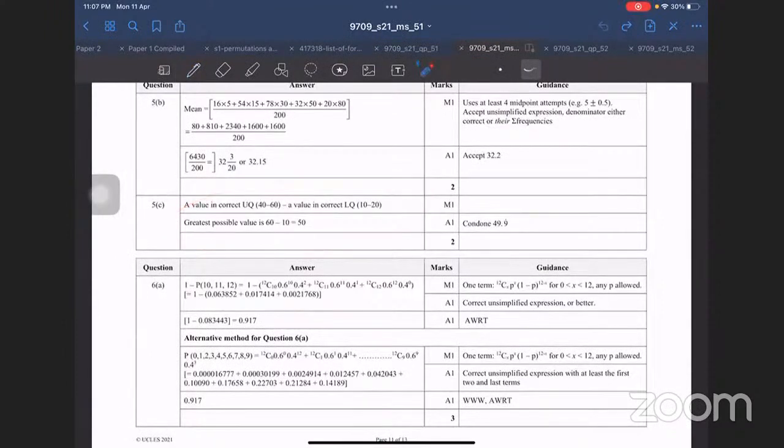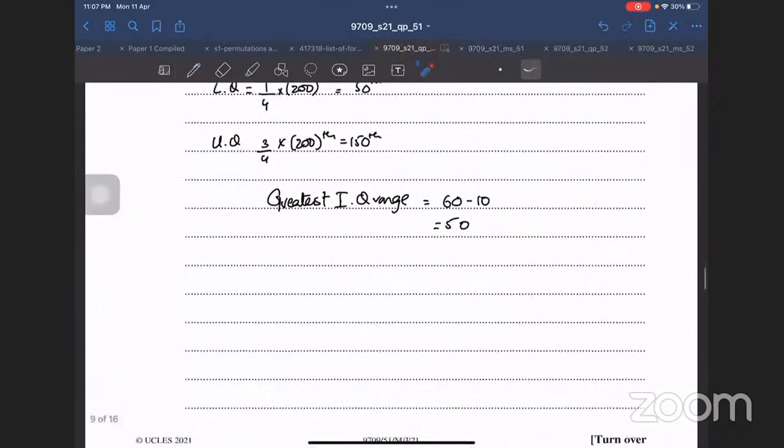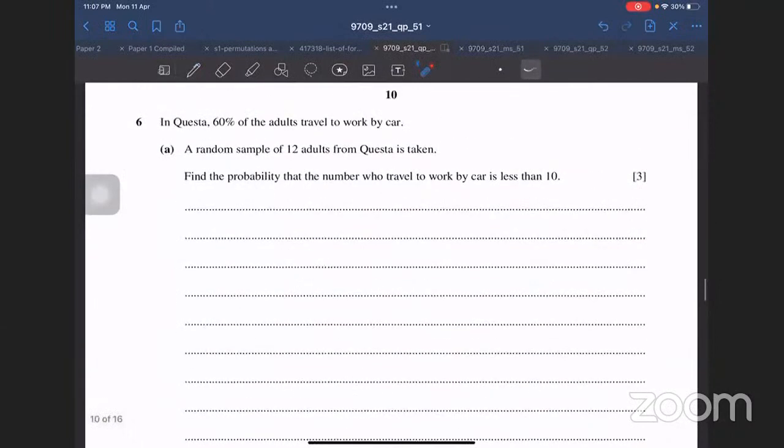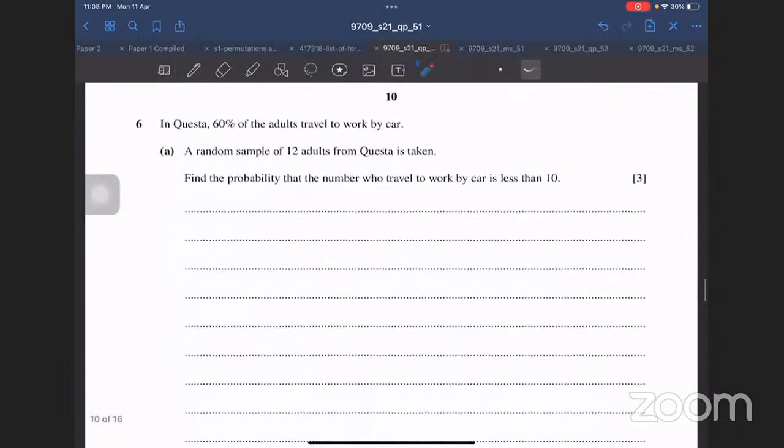Okay. Question number 6 says in Questa, 60% of the adults travel to work by car. A random sample of 12 adults from Questa is taken. Find the probability that the number who travel to work by car is less than 10. So this is a question from binomial distribution because I'm giving you a fixed number of trials and I'm giving you 0.6 as a probability.